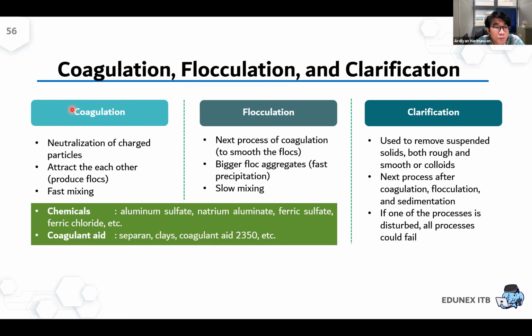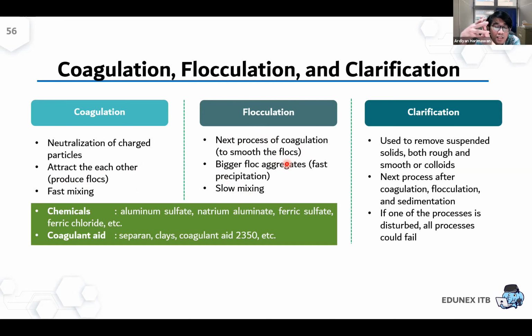So the purpose of the coagulation is to decrease or to remove the charge on the particle surface. Then it will continue to slow mixing. What will happen in the slow mixing, in the flocculation, is that the small particles will combine and form bigger particles. We call it floc. That's why the process is called flocculation.